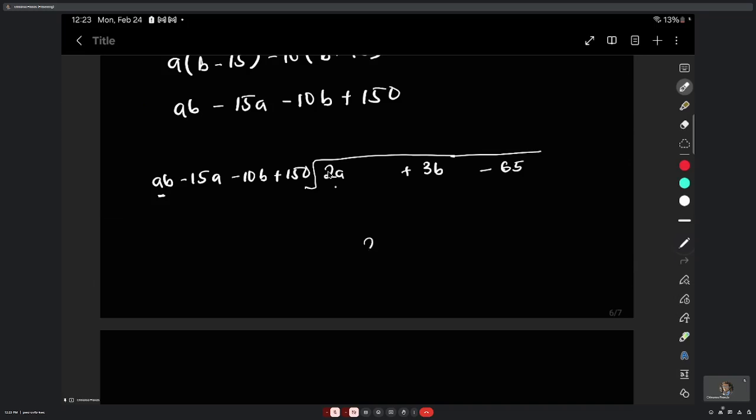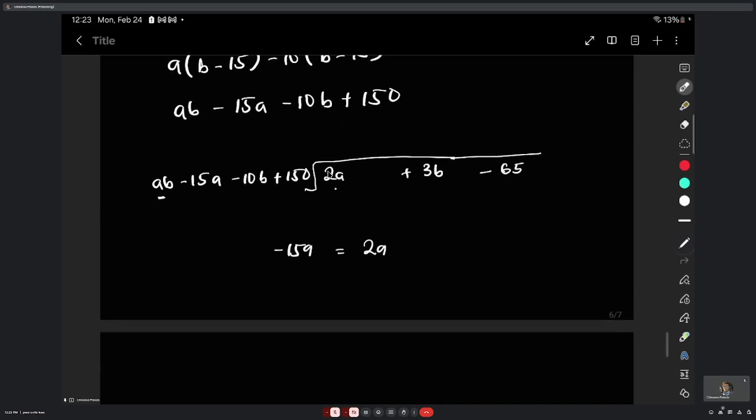We want to get 2a, right? We're looking for what we're going to multiply with minus 15a to get 2a. That'll be 2 over minus 15, so minus 2 over 15, right? So if we multiply minus 2 over 15 with everything here, what are we going to get?